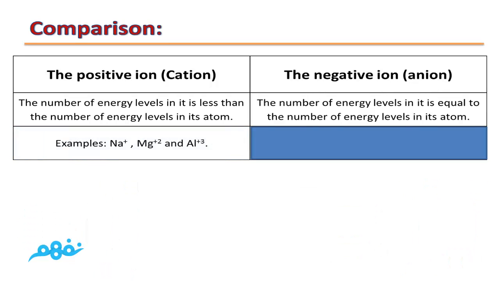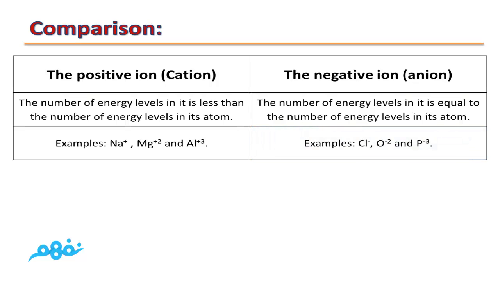Examples for positive ions are sodium Na+, magnesium Mg2+, aluminum Al3+. Examples for negative ions are chlorine Cl-, oxygen O2-, phosphorus P3-.